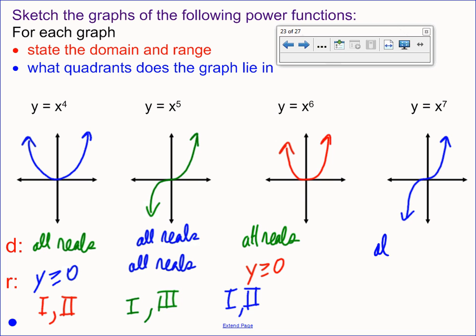All reals, all reals. Odd power functions have all reals for the domain and their range. However, their appearance on the graph is just the diagonal quadrants 1 and 3. What questions do you have about even versus odd power functions?